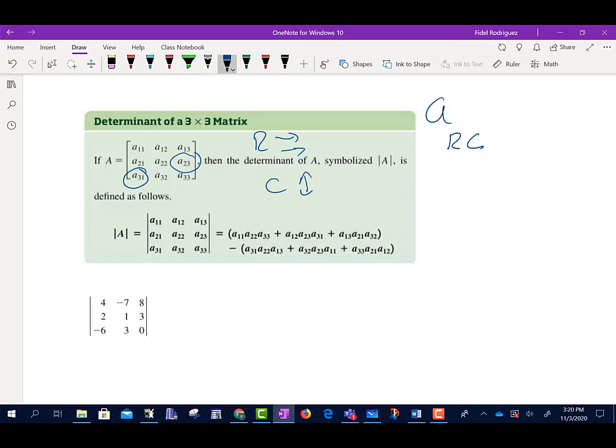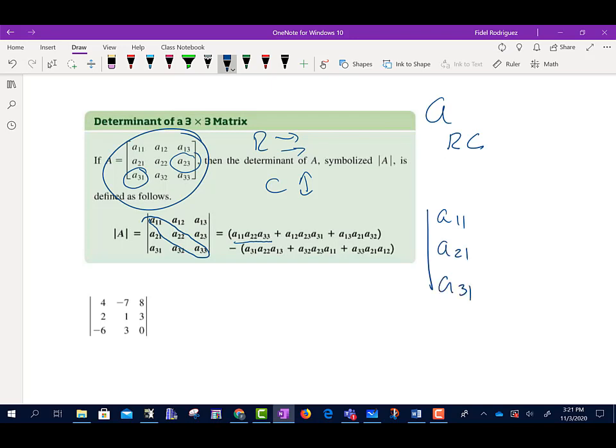I'm going to show you the process and how we find the determinant here. We're going to take A11, A22, A33. We take these numbers here and multiply them. Actually, you know what, let me do it this way. I'm going to write this thing here in my format.